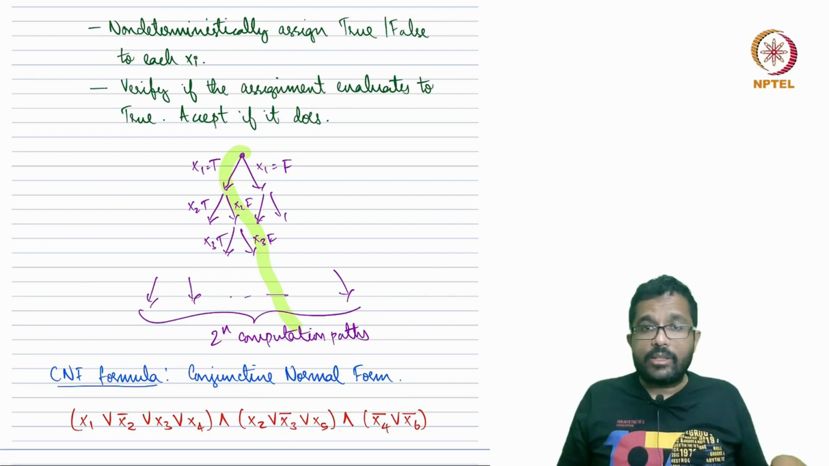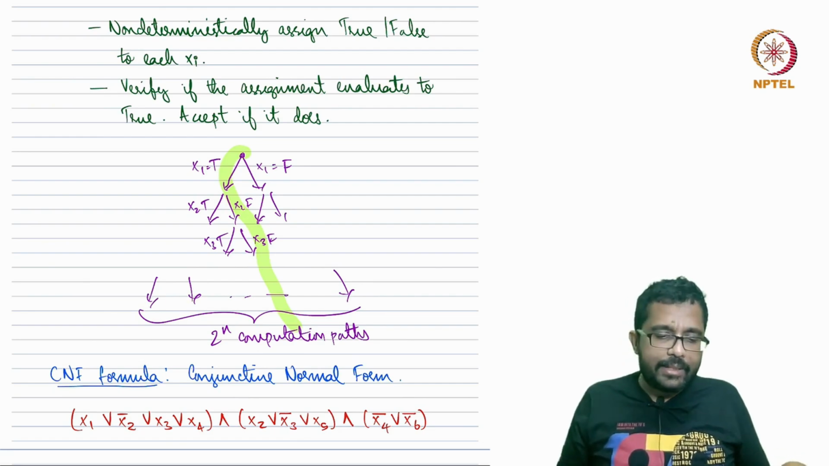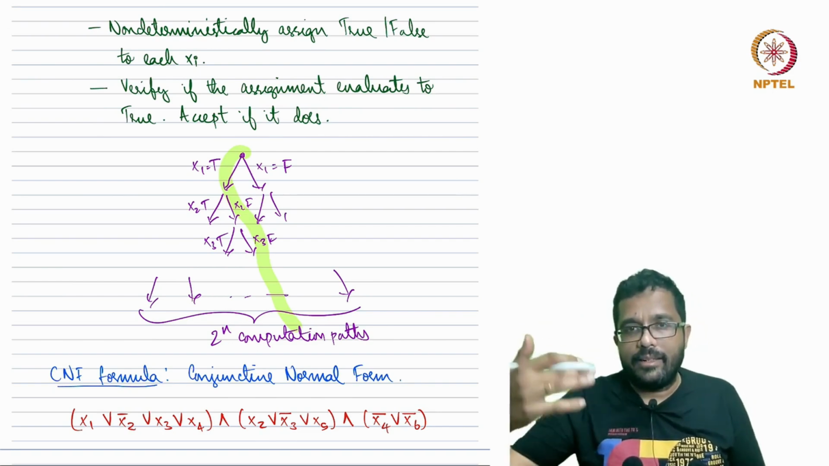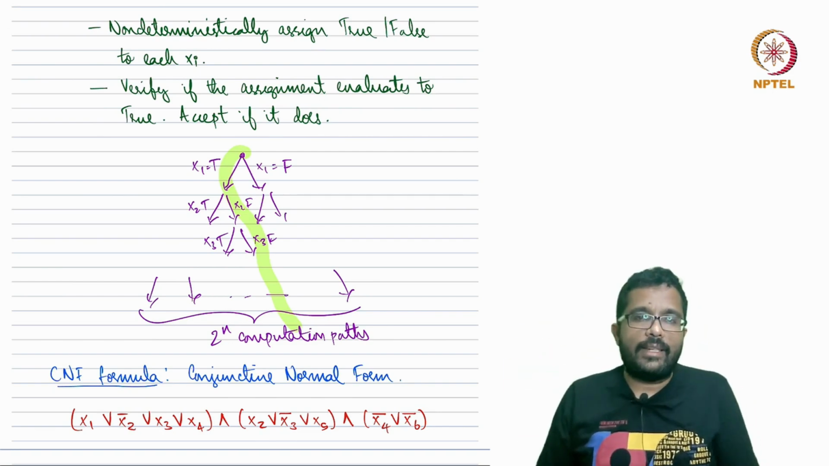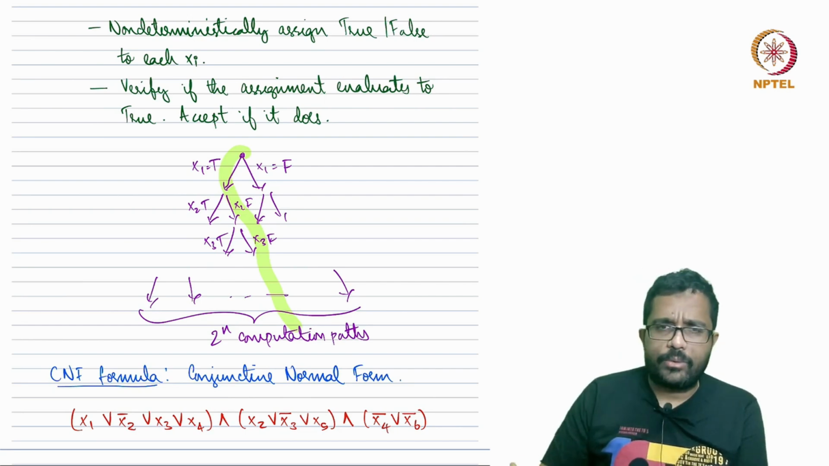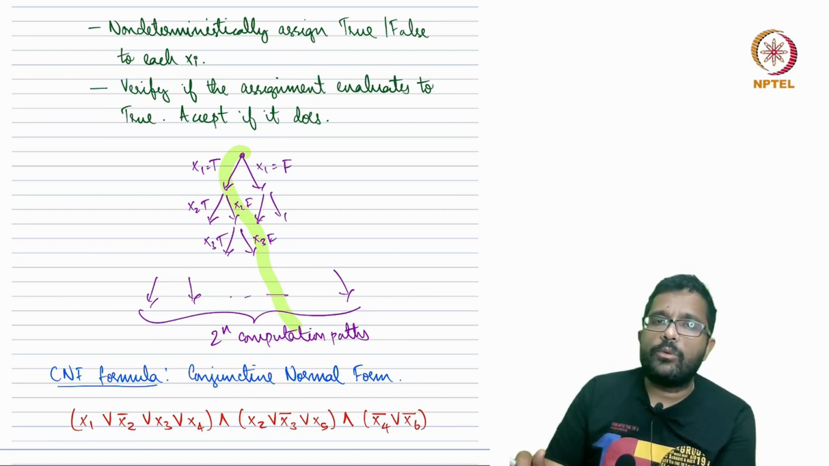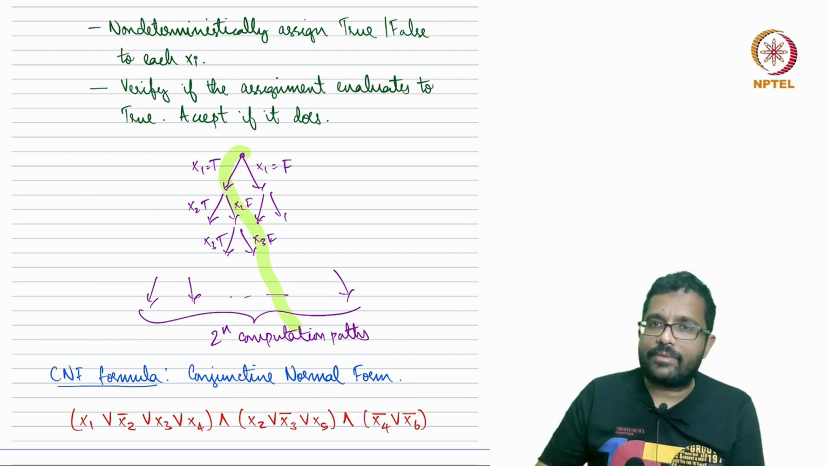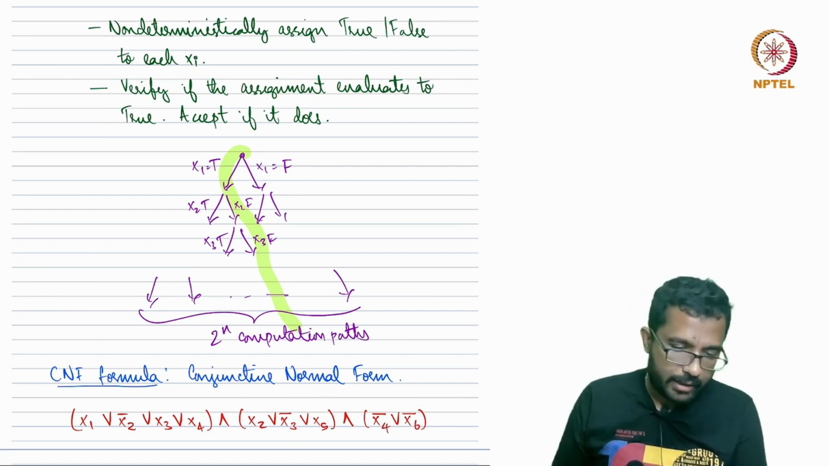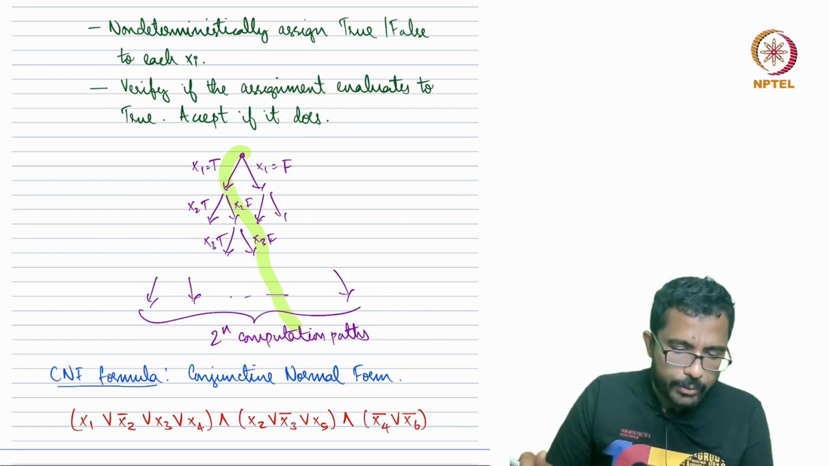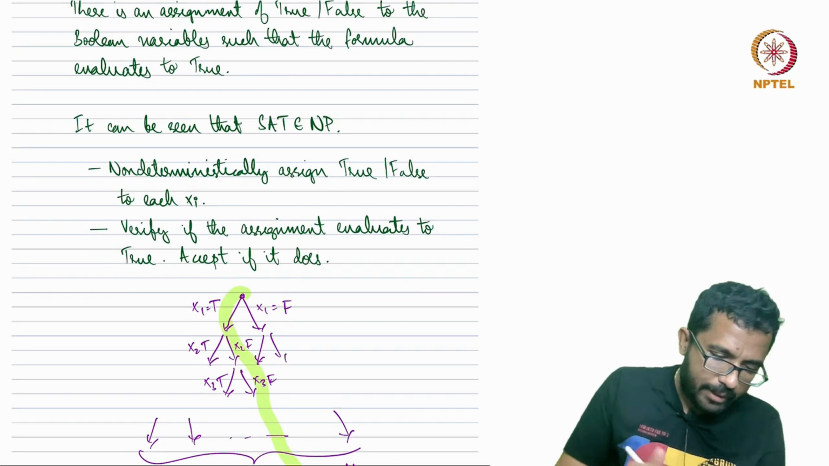And this is a non-deterministic algorithm, it's a correct algorithm, and the running time is polynomial because it takes n steps to non-deterministically assign true or false to each of these n variables x1 to xn, and then it takes again linear time to verify. Maybe linear time or at most polynomial time to verify, depending on how the formula is structured, whether this assignment satisfies the formula or not. I think linear time is enough. So this shows that SAT is in NP.